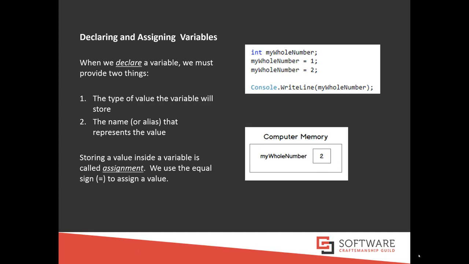In the last line, we tell the console to write a line of myWholeNumber. At this point, the compiler would look into the memory and see that the value of myWholeNumber is 2, and it would write out to the console the number 2.